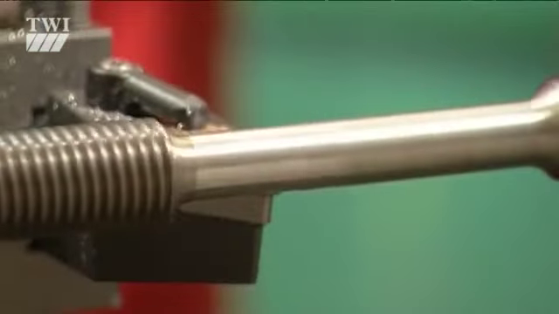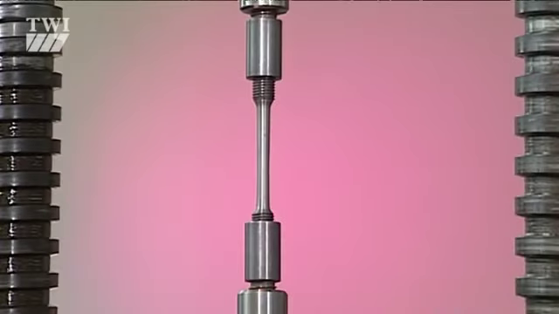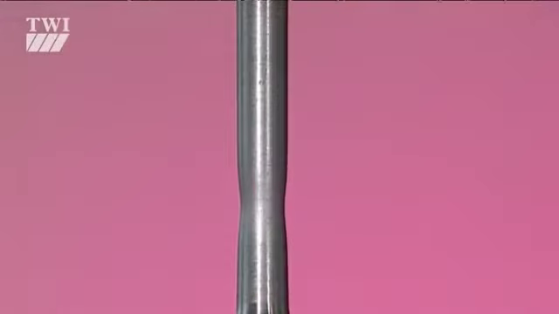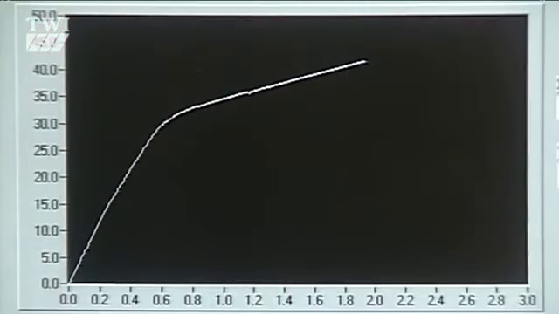In a nutshell, a suitably prepared specimen like this, machined to dimensions dictated by the codes, is pulled apart uniaxially at a specified rate. Both the load and the test piece extension are continuously measured and recorded.